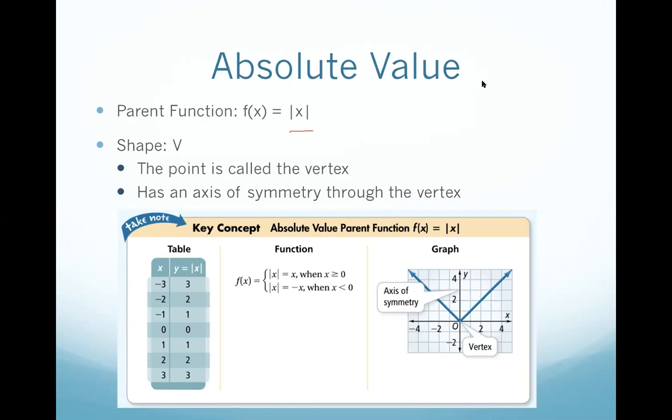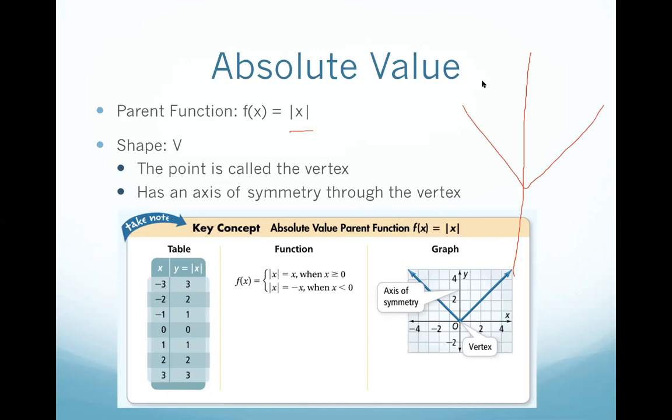The point of the V is called the vertex. Because it has that V shape, there is a line right down the middle of the V where we could fold it perfectly in half. That's called an axis of symmetry. If you remember from Algebra 1, a U shape is called a parabola. It's when we have x squared, and that also has an axis of symmetry, a line where we could fold it. So some functions have this type of axis of symmetry, and the absolute value is one of those functions.